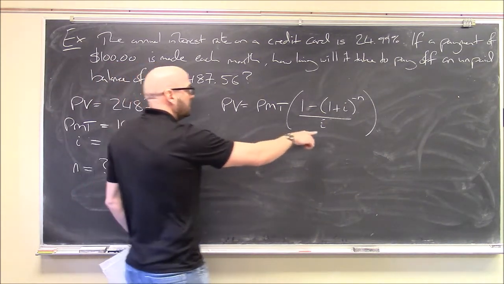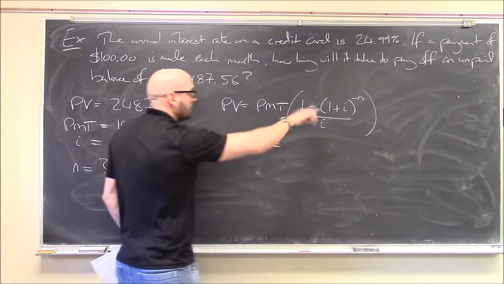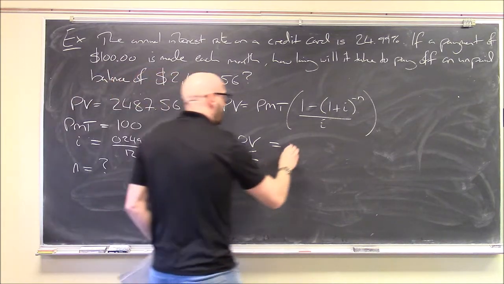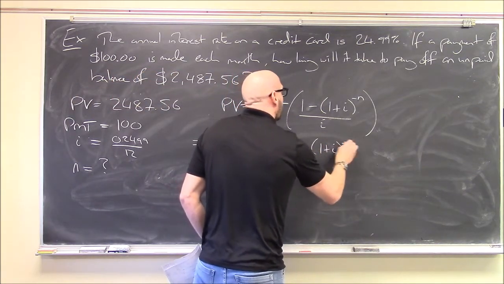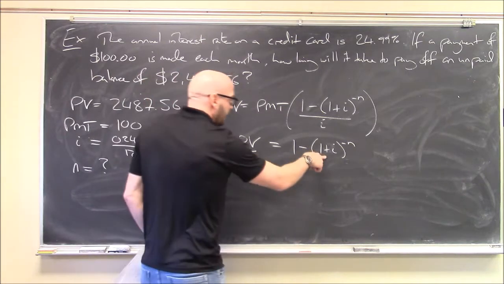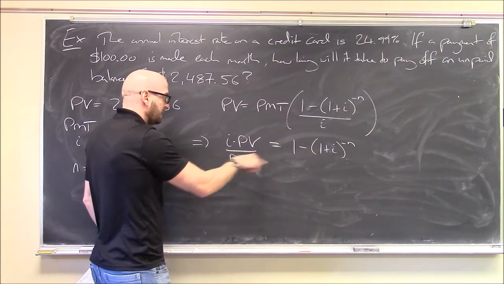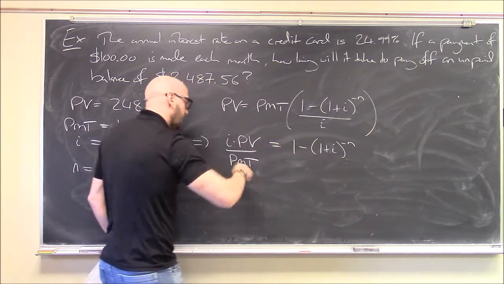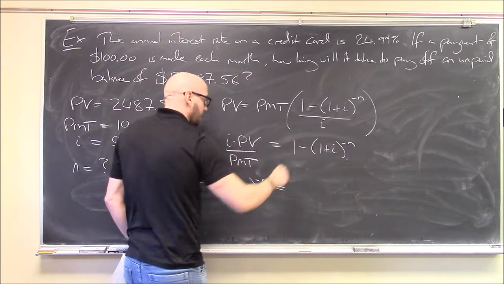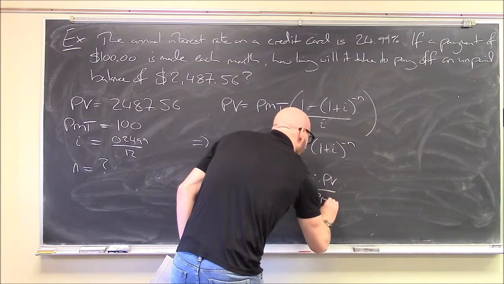So let's see, first thing I'm going to do, multiply both sides by I. So I times PV is equal to this side. But then I'm also going to divide by PMT, by the payment. And that's 1 minus (1 plus I) to the minus N. Now what? Let's add this expression, (1 plus I) to the minus N, to both sides and subtract this from both sides. So essentially I'm just going to bring this over, so this becomes plus (1 plus I) to the minus N. And I'm going to bring this over here, so this becomes minus (1 minus I times PV over PMT).